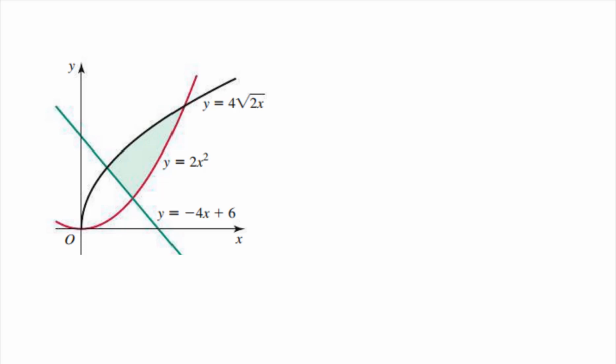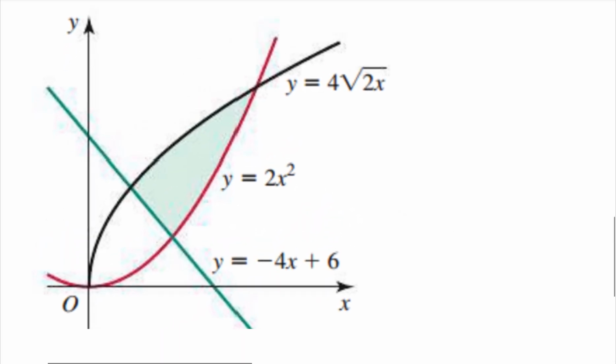We got a line, we got a parabola, we got a square root function. We can do this in terms of x's and in terms of y's. I think doing it in terms of y's is a silly proposition, so let's do it in terms of x's. So when we do this, we'd actually have to break this up into two pieces. Have some area 1 and some area 2.